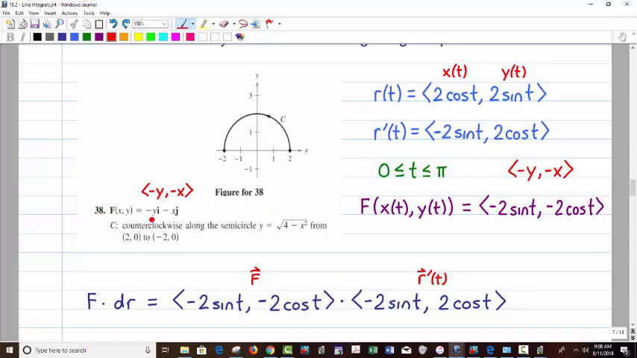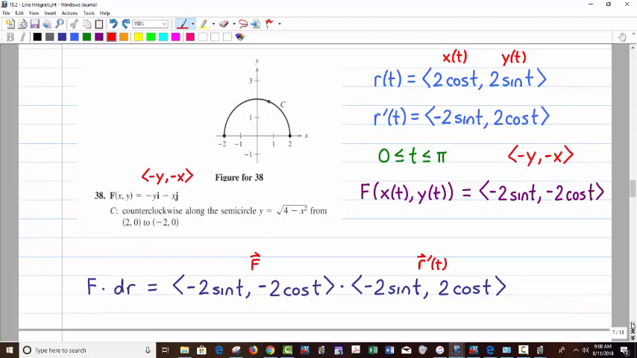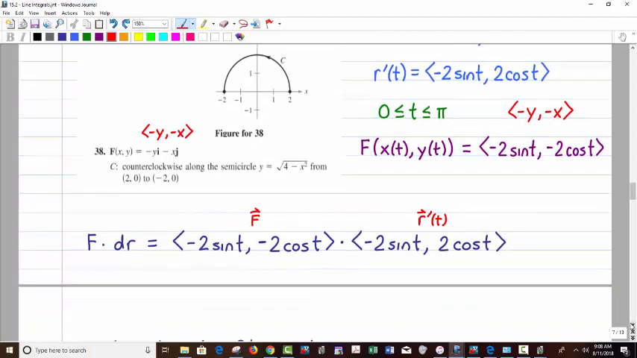Now here's the vector field, which I just converted over to component form. I didn't want to leave it in i and j. So it's going to be negative y, negative x. So here's what your x and y are right here. Be careful not to use the derivative terms here. Make sure you use the original. So negative y will be negative 2 sine t, and negative x will be negative 2 cos t. So negative 2 sine t, negative 2 cos t, that is your vector valued function as a function of t, and then we dot it with r prime of t, and that will give us what we need to integrate from 0 to pi.